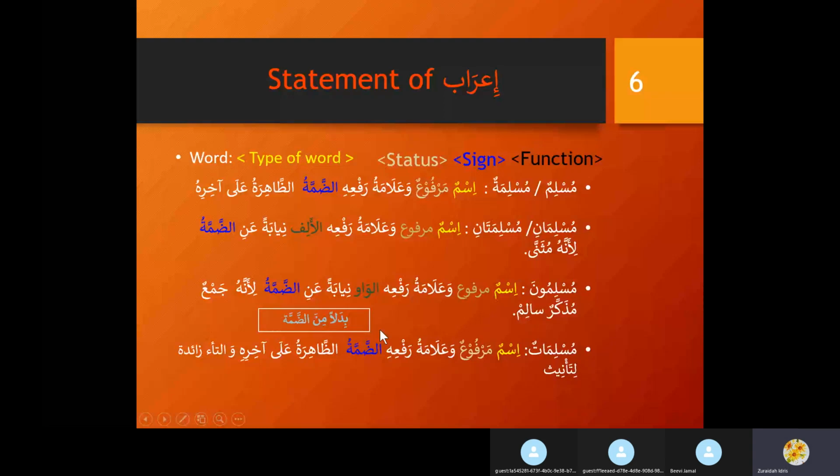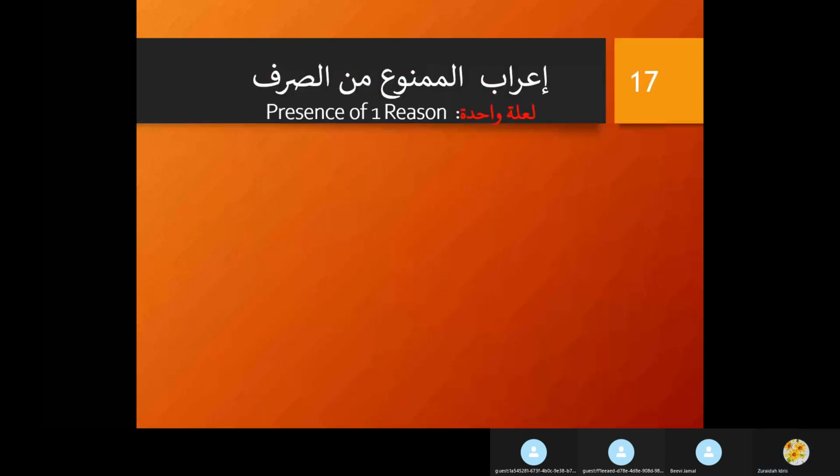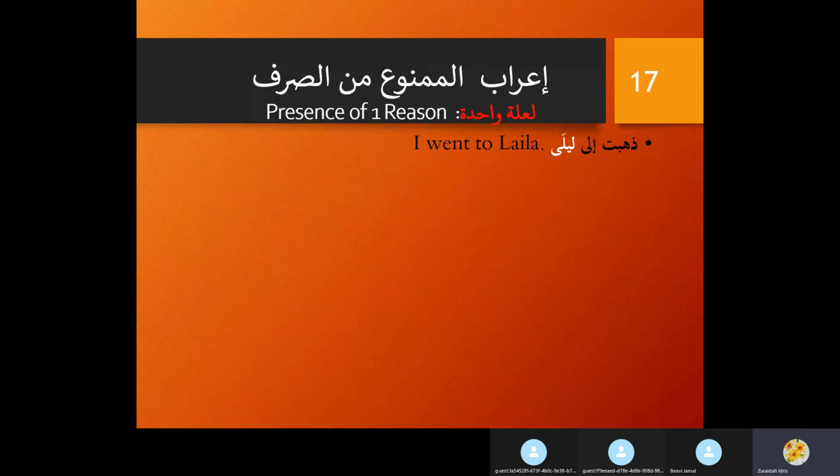Okay, let me get back to where we were. So for Laila, actually two things are happening with Laila. It cannot take kasra, but the thing with Laila is because there's an alif maqsura at the end, you cannot see the change. Like the others just now that we saw.